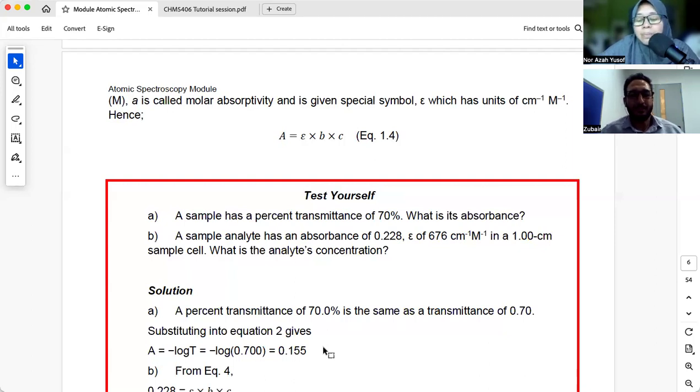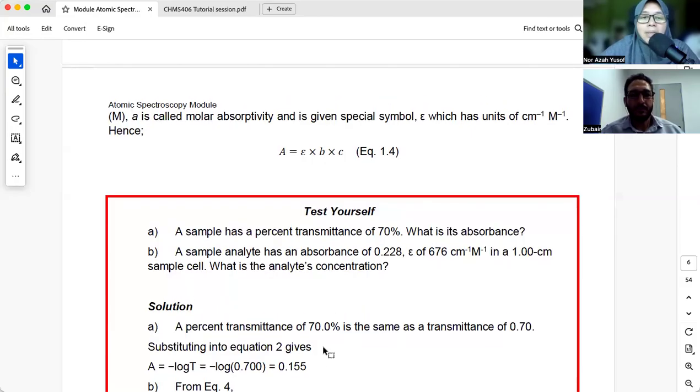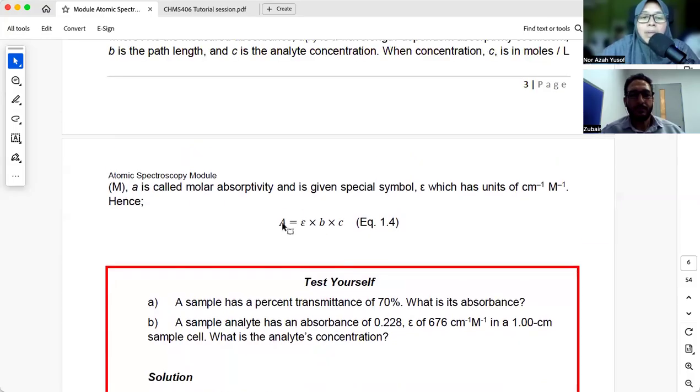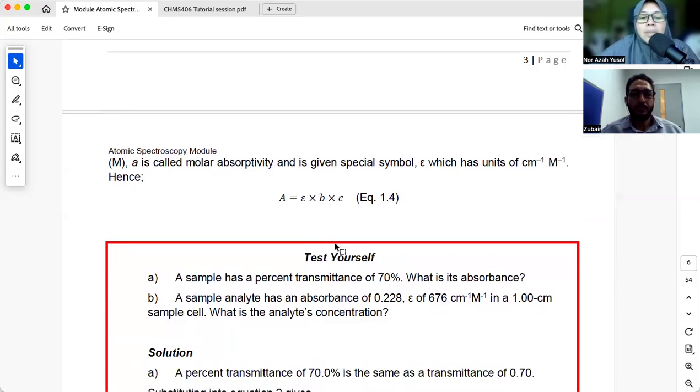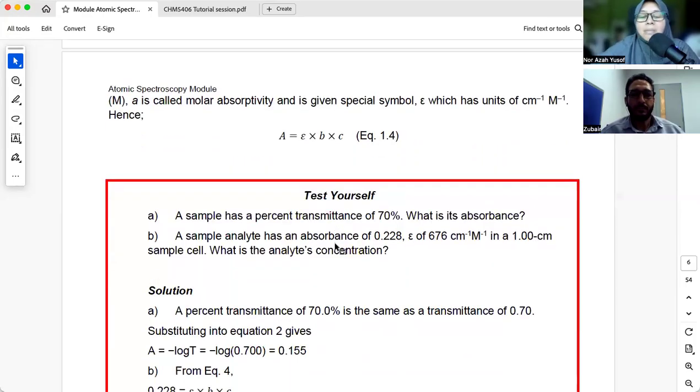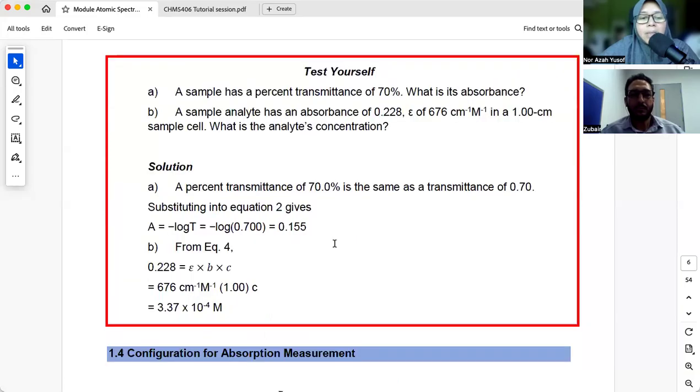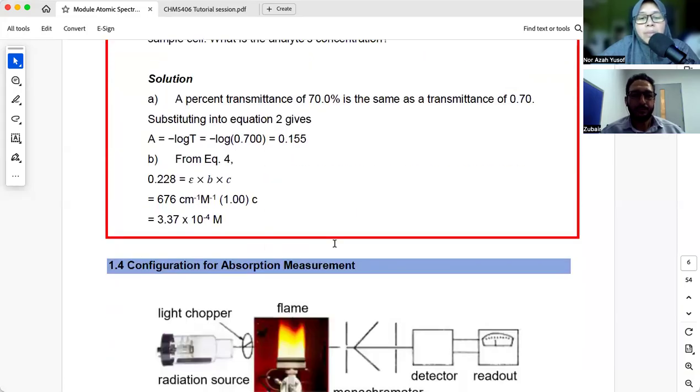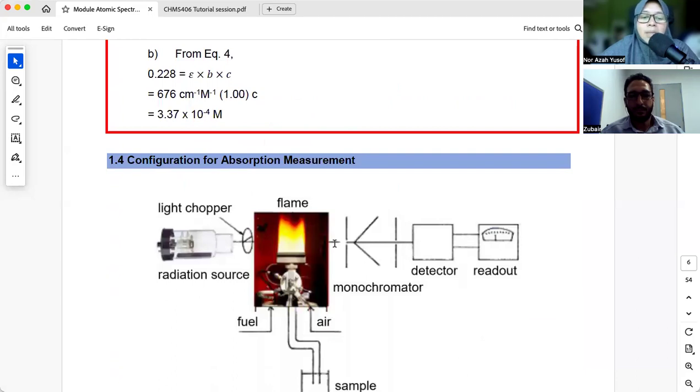So the absorbance will be converted into concentration. That's why the absorbance is related to concentration. And these are all constants based on the machines. So this is just to show you the theory behind the detector. Okay, so configuration for absorption measurement. This is what we have discussed last week.